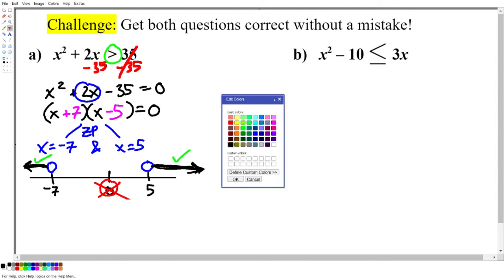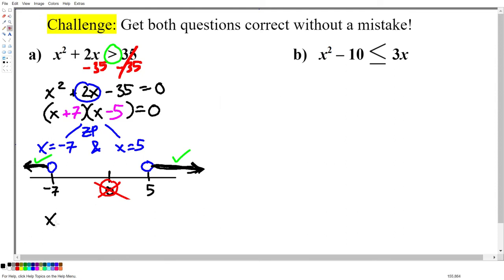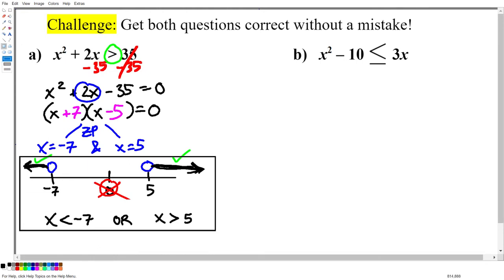And let's go ahead and write this as x is less than -7 or x is greater than 5. And if you got that right, that is absolutely fantastic. That is going to be the correct answer for challenge problem letter A.